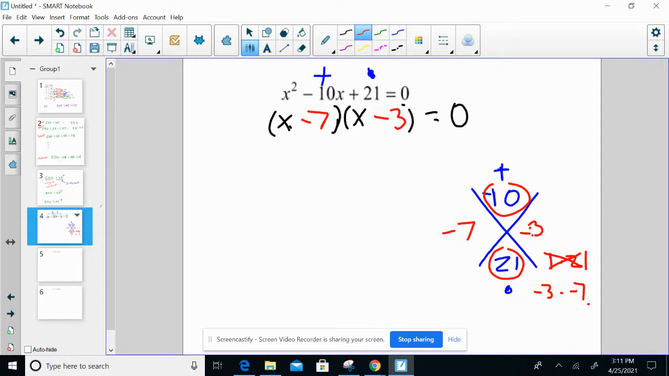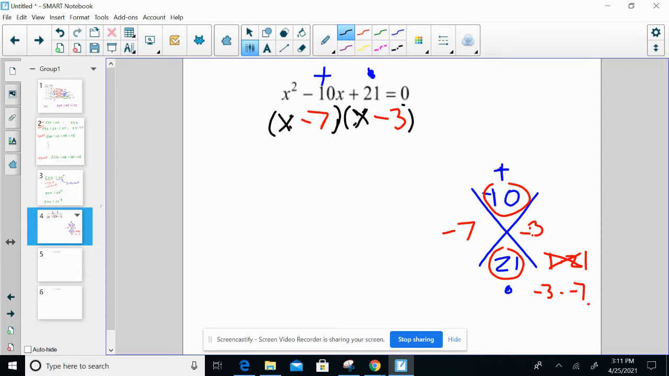Okay, so if we didn't have this equals 0, I'll erase it for a second, we'd be done. That's factoring right there. That's what you do. Two sets of parentheses, x and x. Oops, I still had the eraser picked. My bad. x and x.